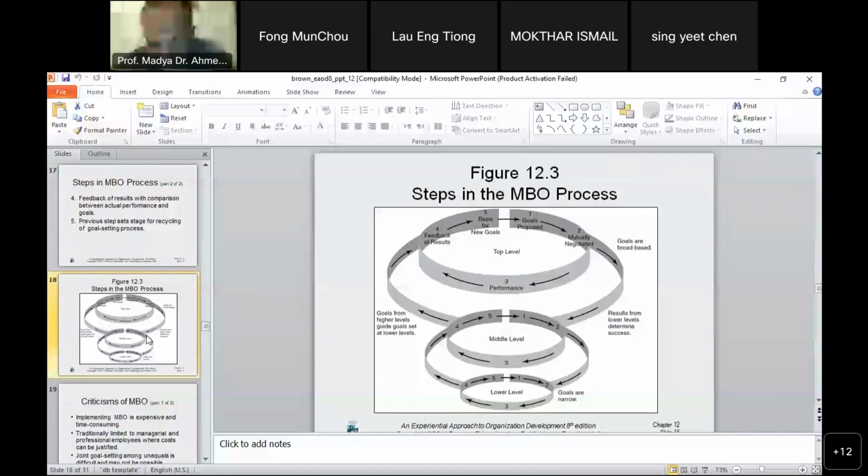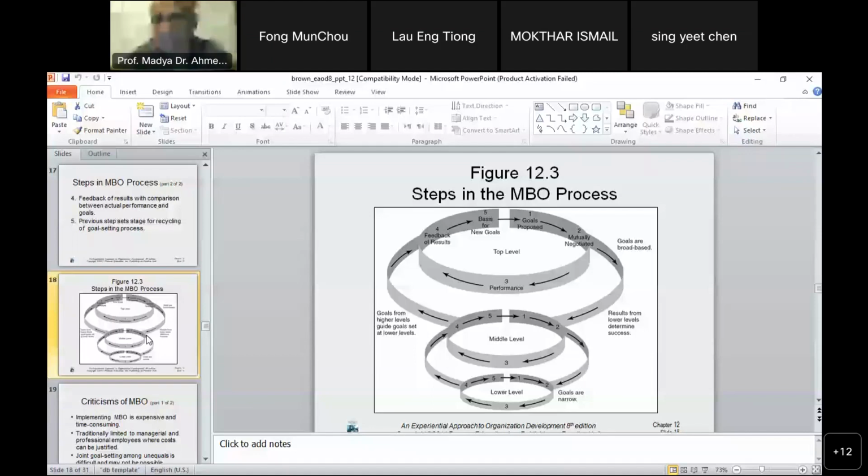Starting from the lower level, goals are very narrow. Then you go up to the middle level. What results from the lower level determines success, and then you go up to the higher level with group goals that are broad-based goals. As you can see, it is a closed loop or closed circuit. Now, this is simply a short introduction to MBO.